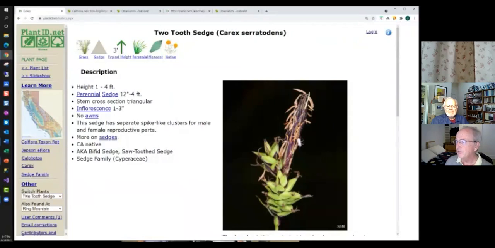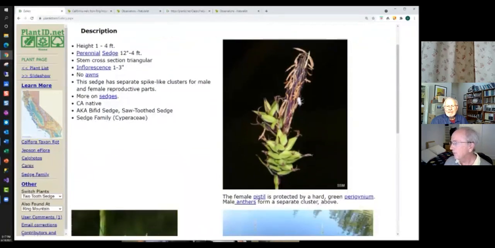So this is a sedge. This one does have a triangular stem. And you can see here, here's the picture of the floral part. The female pistil is protected by a hard green perigynium. And then up here in a separate cluster, the male anthers are by themselves and they're naked. They don't have any protection.